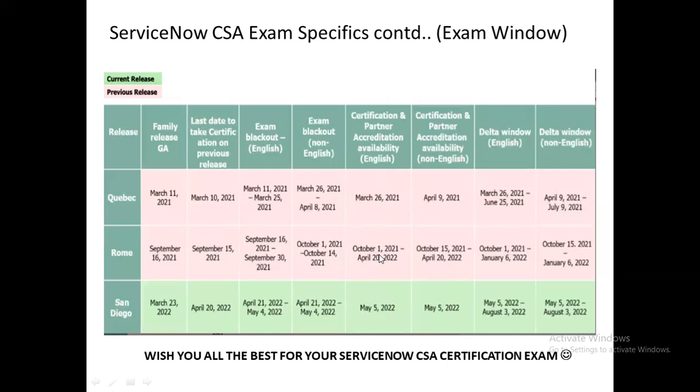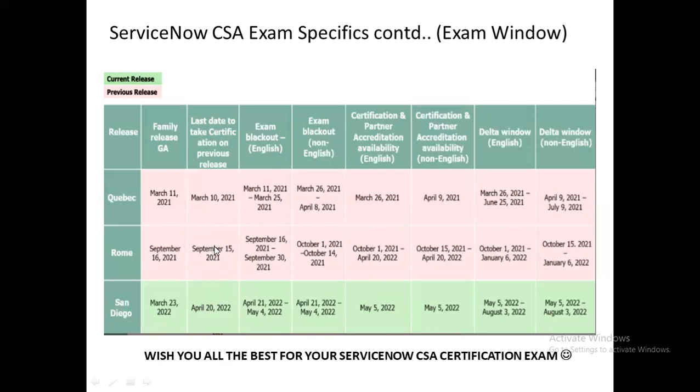And then there'll be a blackout window. So the blackout window is from this period, right? This is April 21 to May 4, which means during this period you will not be allowed to take any exam in ServiceNow because they maintain and upgrade their examination patterns. So the best thing for you to do right now is to appear for the San Diego exam, which you can do anytime after the 5th of May, right? So this was the date by which you could take this exam on the previous release.